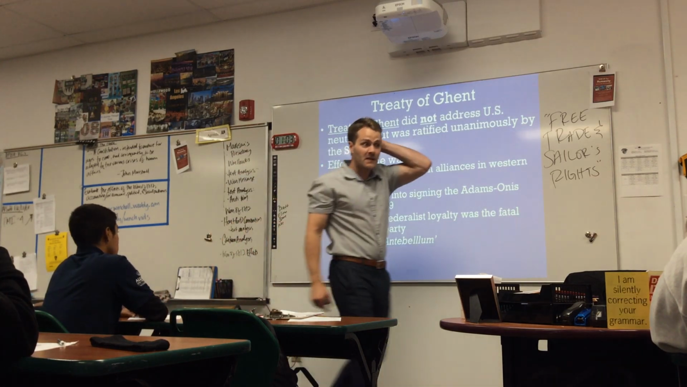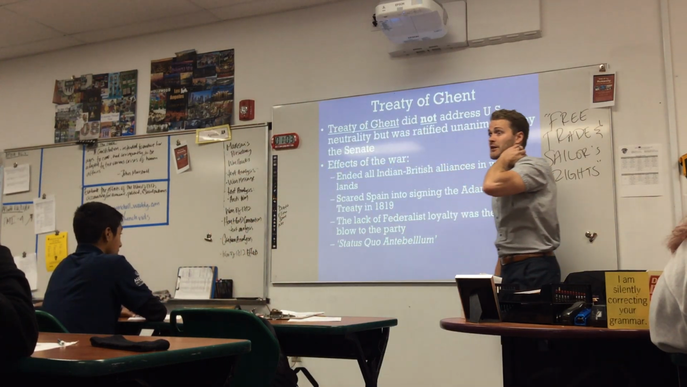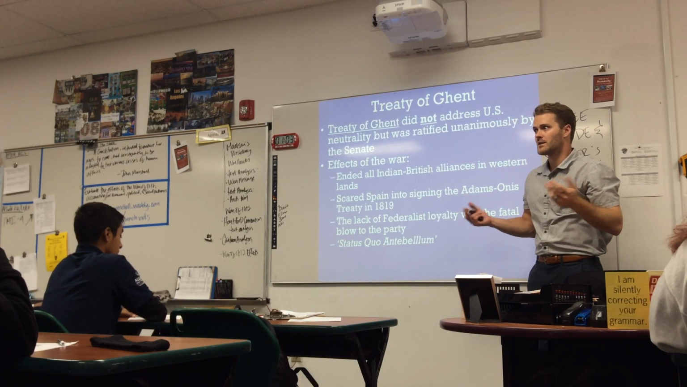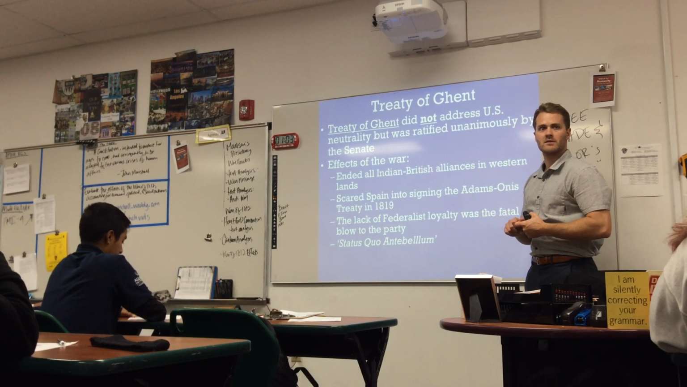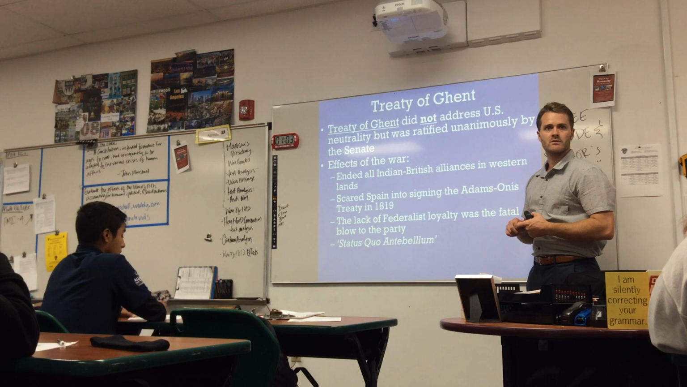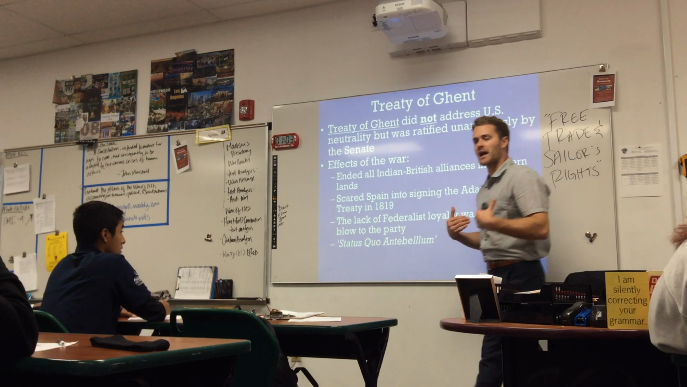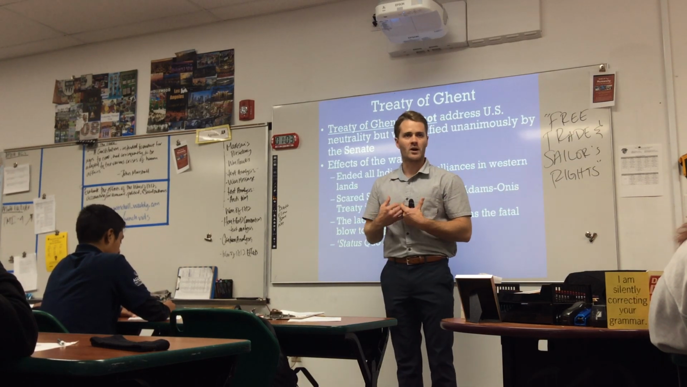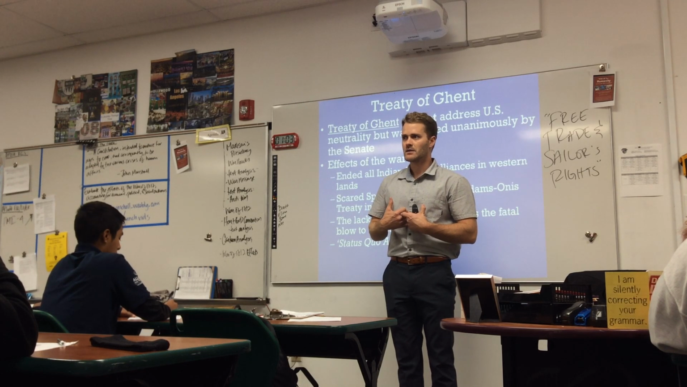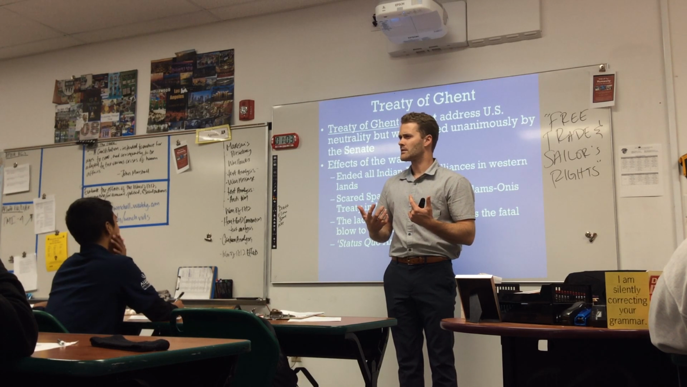Our neutrality in being able to ship with multiple countries when they're at war, which is impressment, is not even addressed in the treaty. So how can you tell me it's a war to end impressment when the war, according to the treaty that ends it, doesn't end impressment?